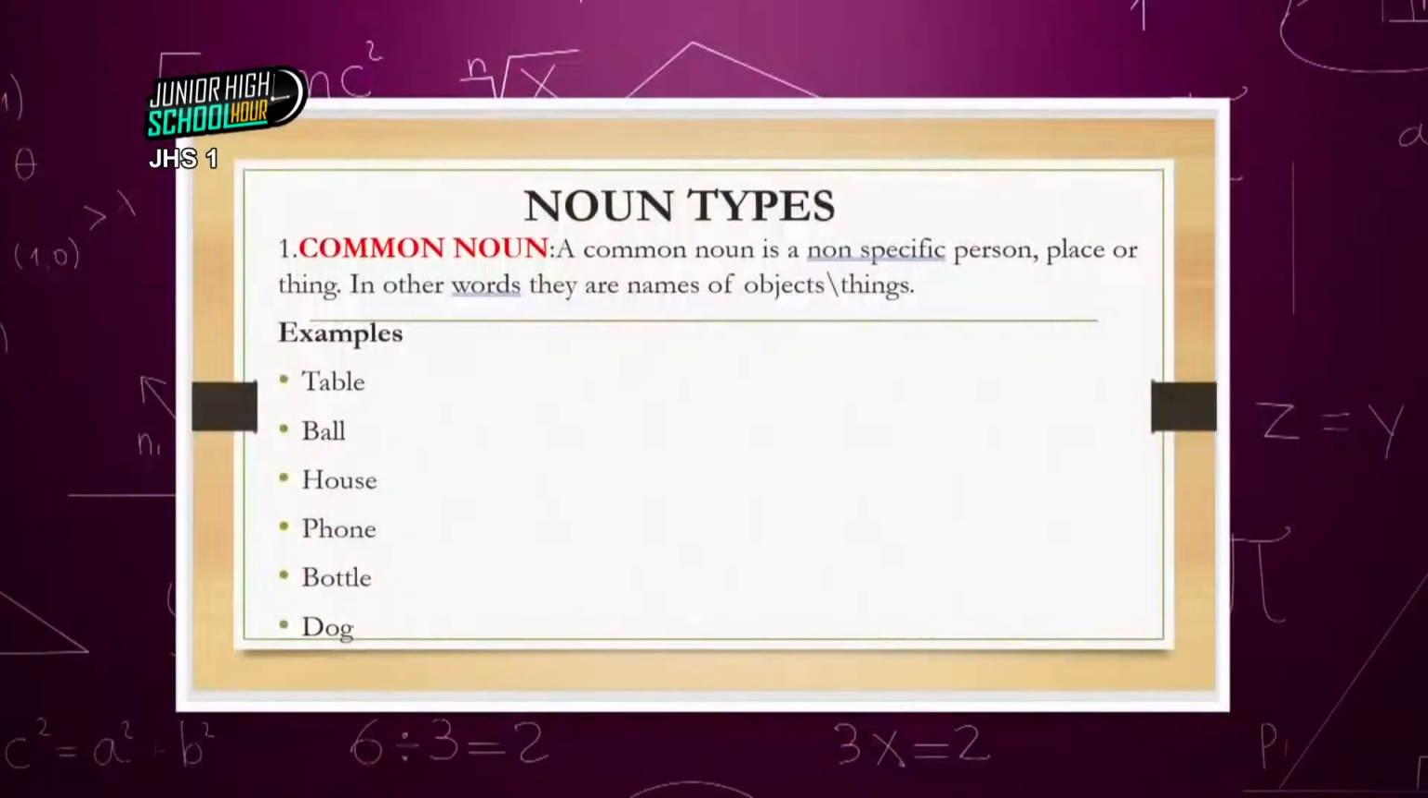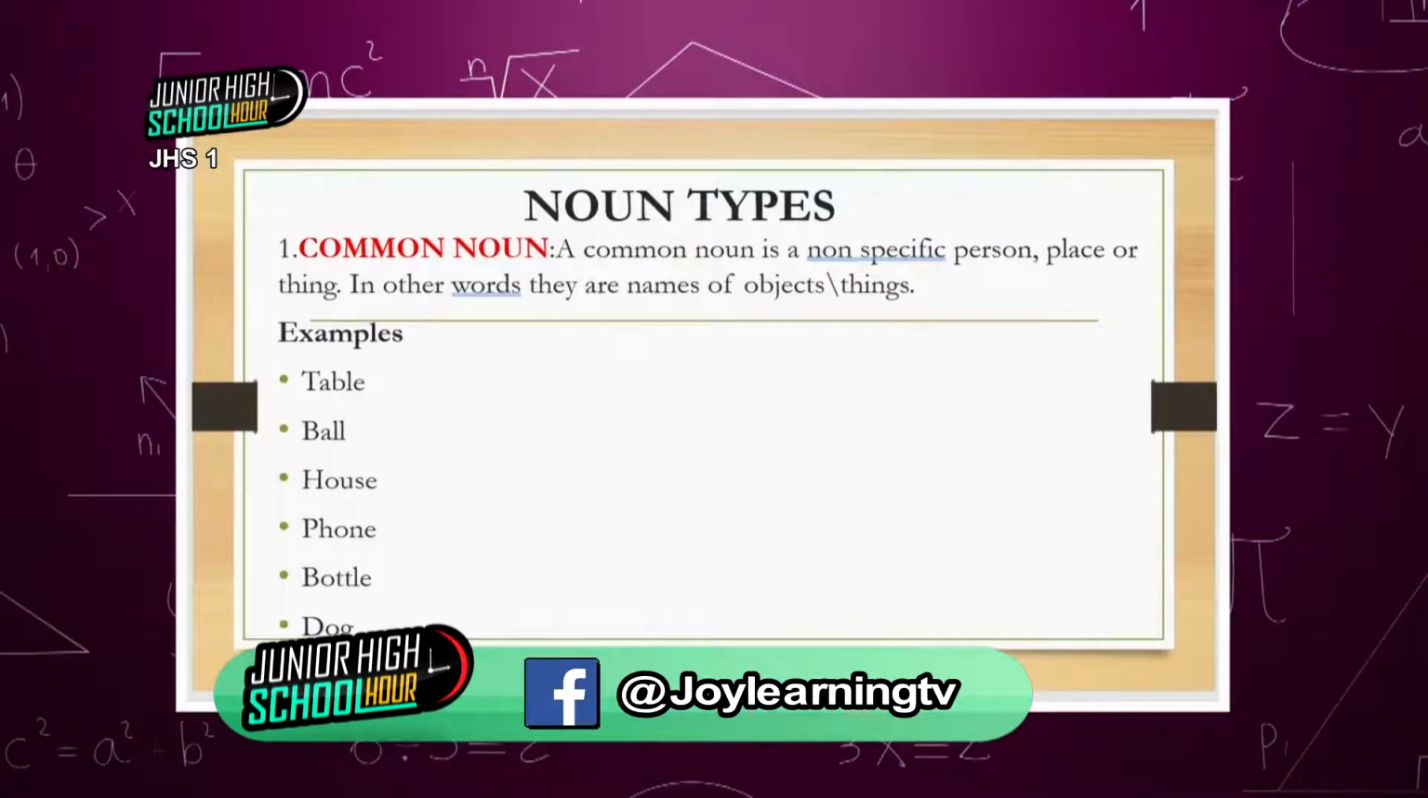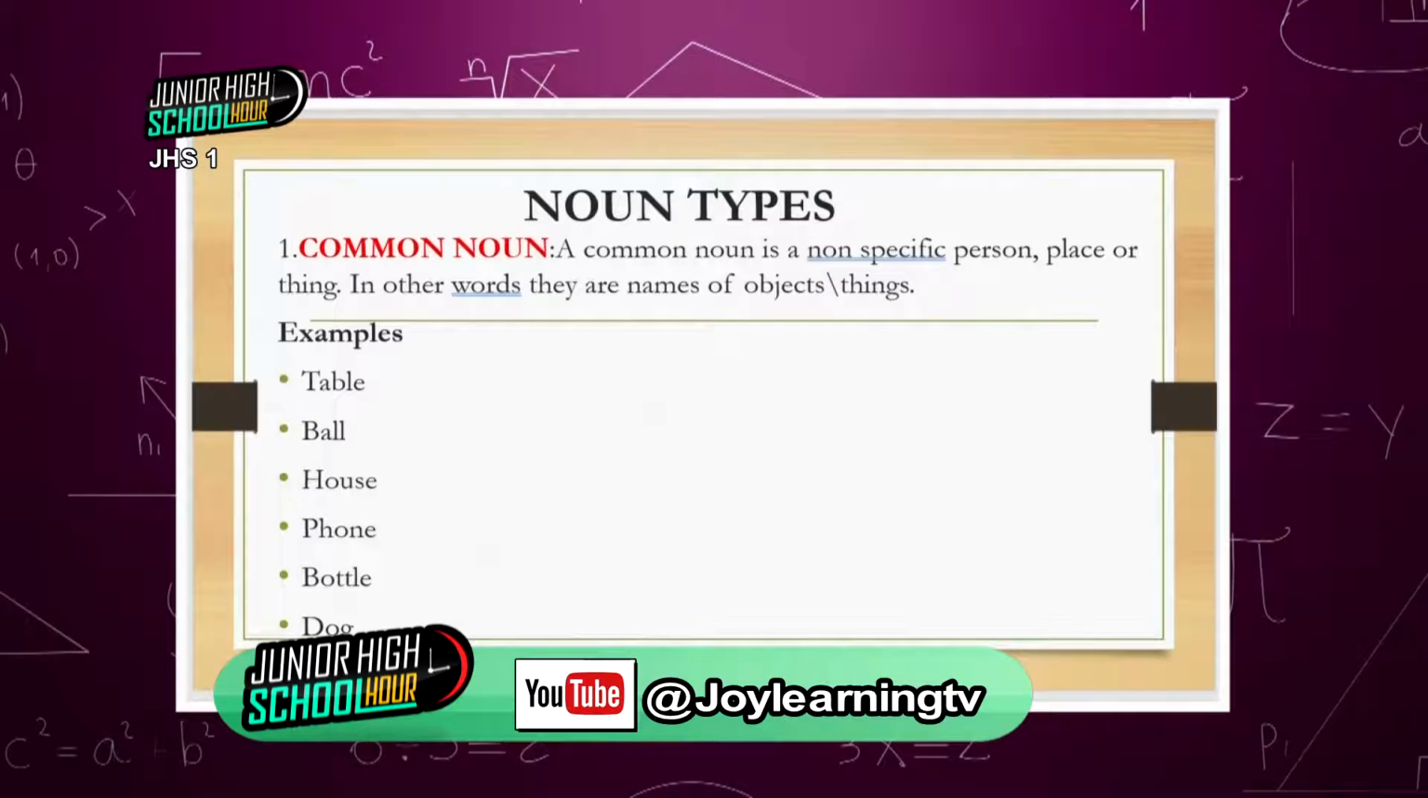Now, the first one we have is common noun. So what is a common noun? A common noun is a non-specific person, place, or thing. In other words, they are names of objects or things. Examples, we have table, ball, house, phone, bottle, and then dog. All these are names of things.